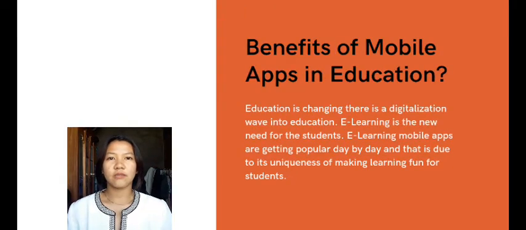Benefits of educational mobile apps. E-learning is the new need for the students. E-learning mobile apps are getting popular day by day, and that is due to their uniqueness in making learning fun for students.